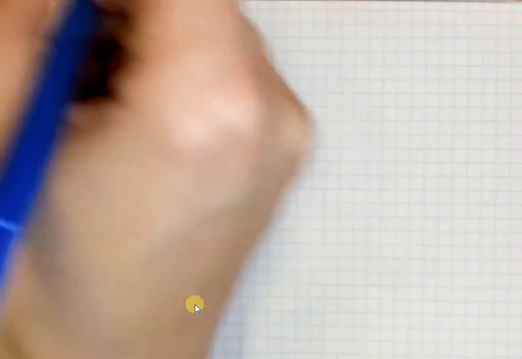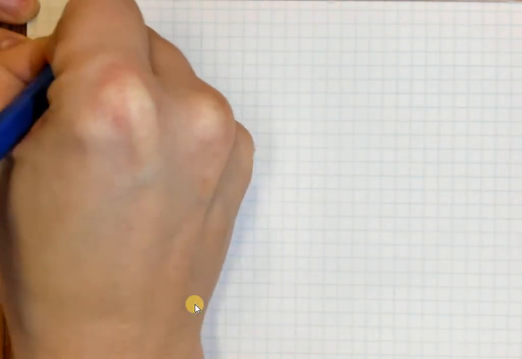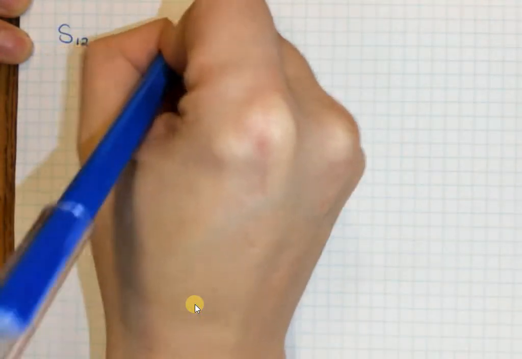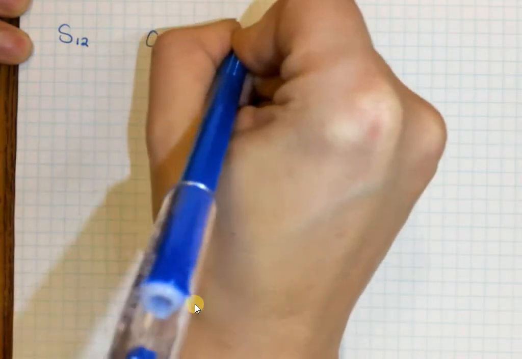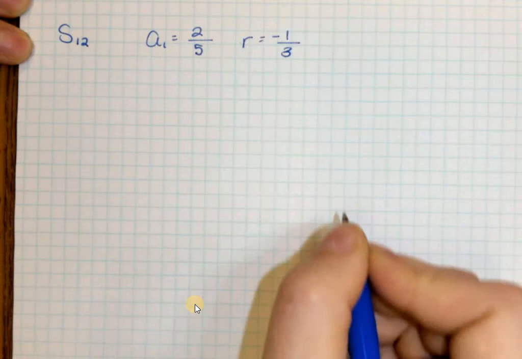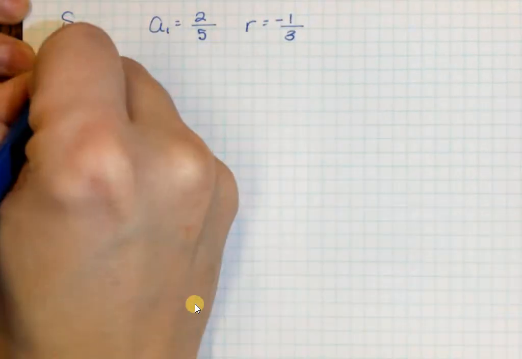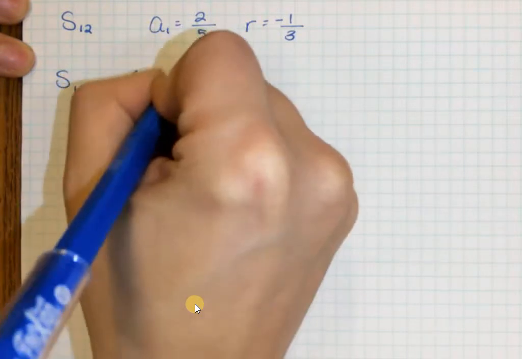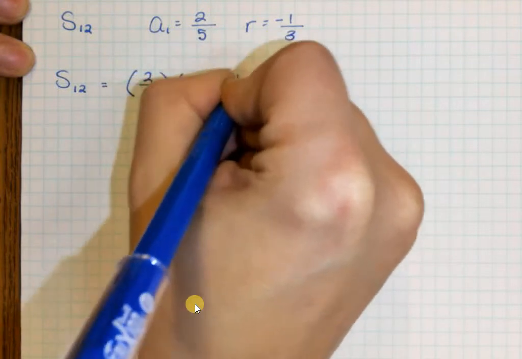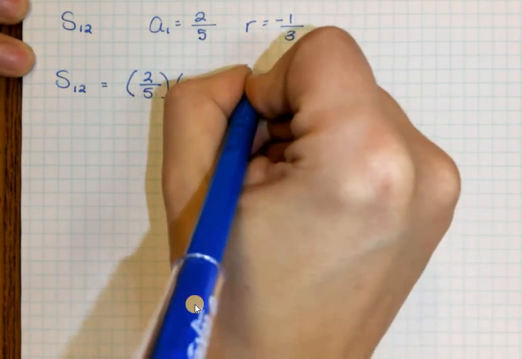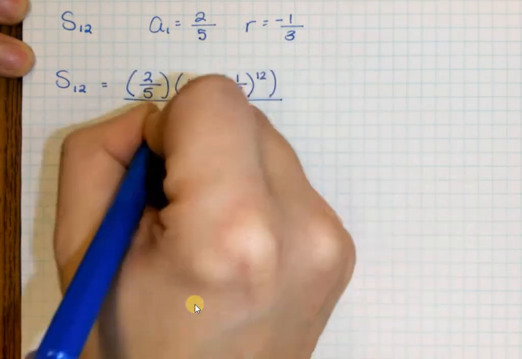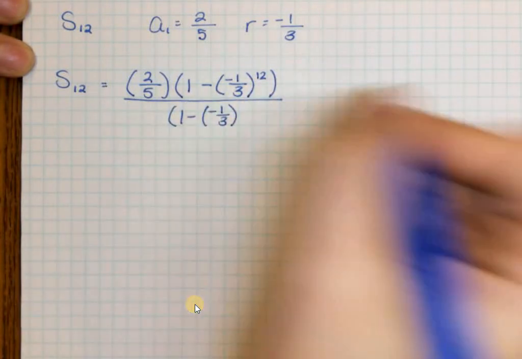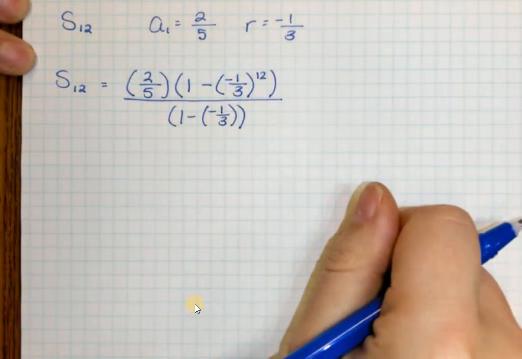Number 13 says we're looking for the sum of the first 12 terms in the series if the first term is 2/5 and the ratio is -1/3. It says write your answer in simplified fraction form. So the formula for the 12th sum is the first term times 1 minus the ratio to the 12th power, all over 1 minus the ratio. So far, so good? Okay.